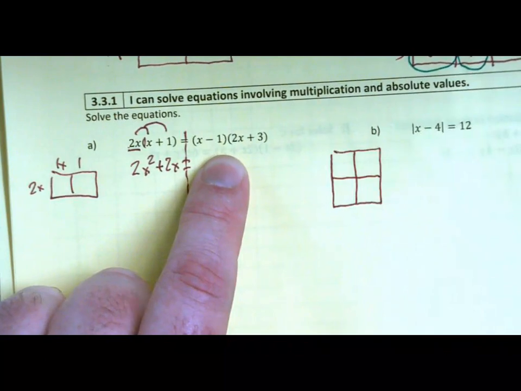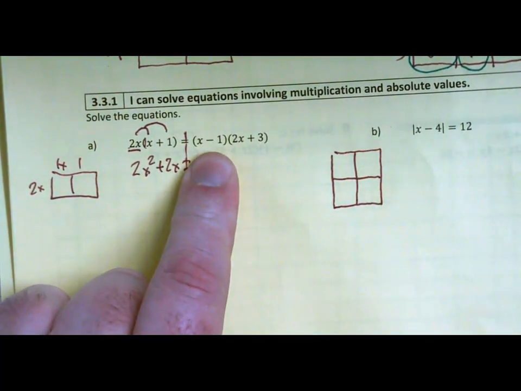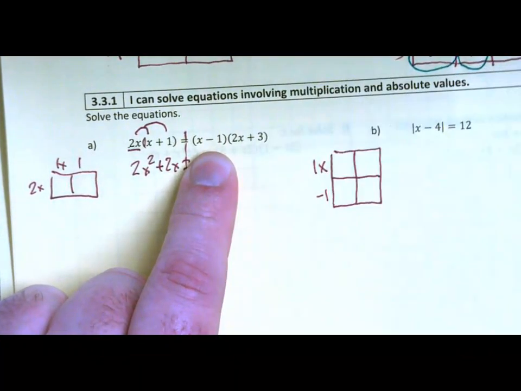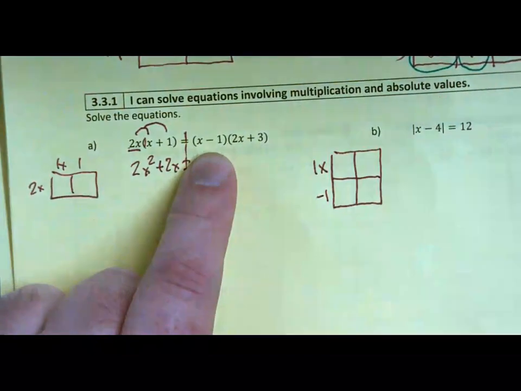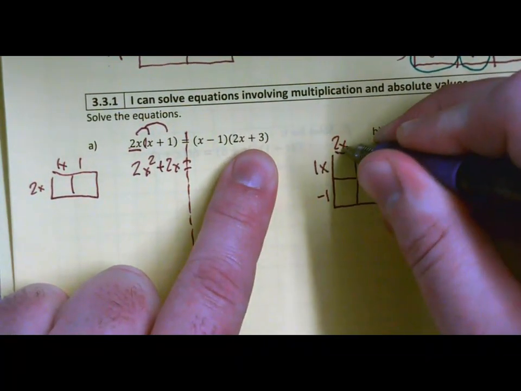And I'm making a 2 by 2 box because we've got two terms and two terms here. So that's x minus 1. I'm going to put x and negative 1 in here. I'm going to write it as 1x minus 1. We've also got a 2x and a 3.